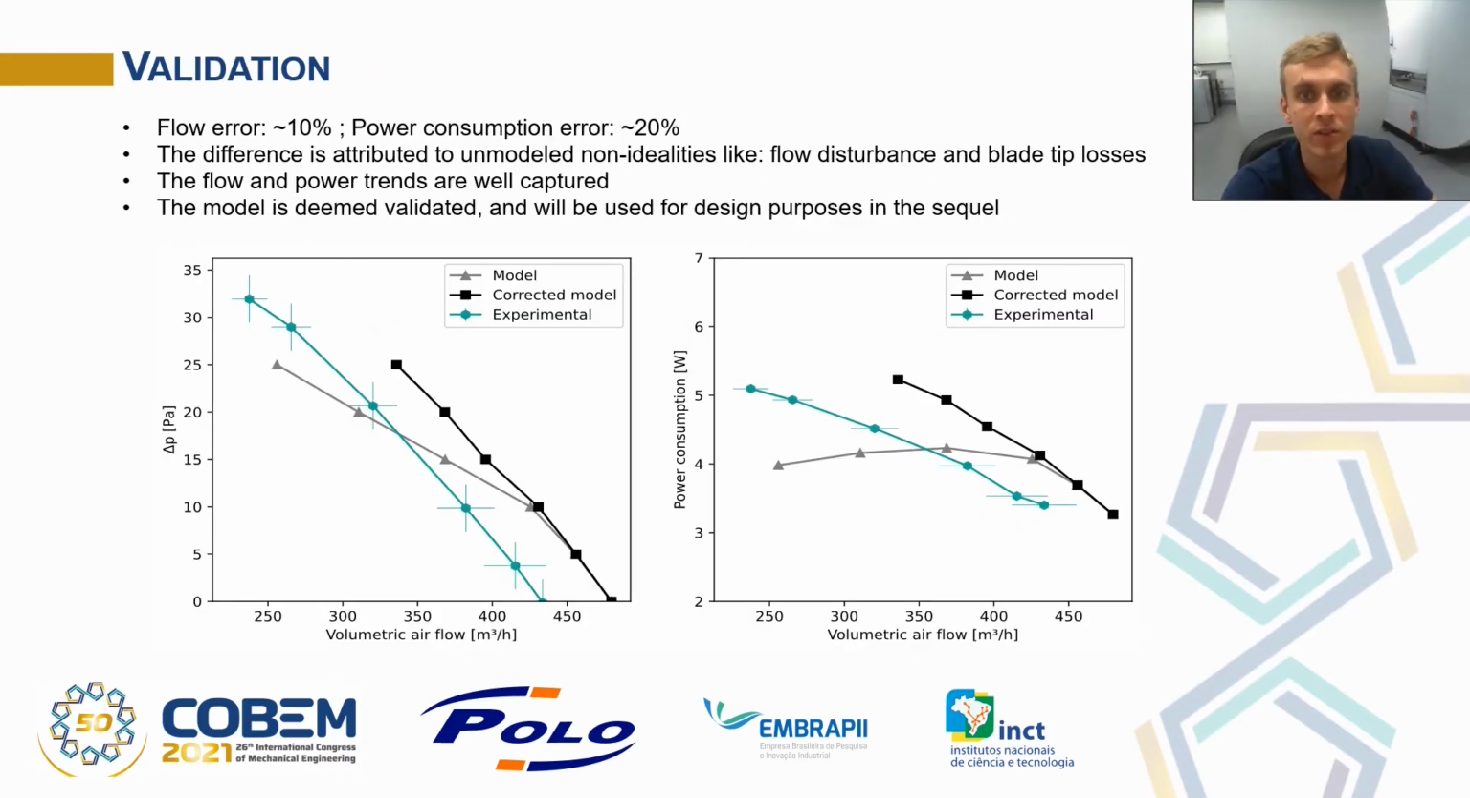In the figure, the head and the power consumption curves are shown as a function of the volumetric airflow. It can be seen that for low head values, the model can predict the airflow and the power consumption with an overestimation of 10 and 20% respectively. This is attributed to unmodeled non-idealities, such as the flow disturbance between blades and the blade tip losses. As the head grows, the model still predicts well the actual fan behavior.